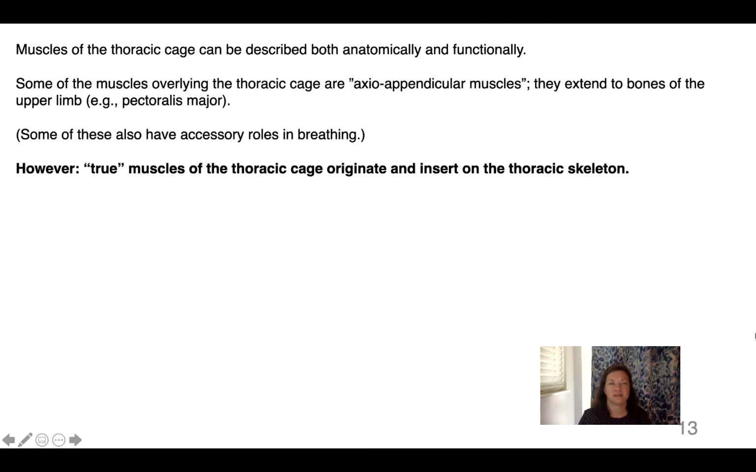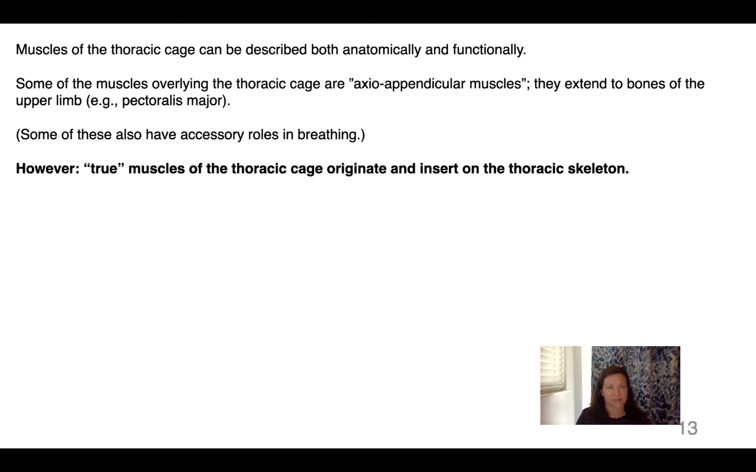Okay, so the muscles of the thoracic cage can be described both anatomically and functionally. And as we already know, some of the muscles that attach to the thoracic cage would be best described as axio-appendicular. They originate on the axial skeleton, but extend and insert to bones of the upper limb. And of course, pec major is one of these, as is latissimus dorsi. Some of these also have accessory roles in breathing, and the most important muscle in that category might be pec minor.